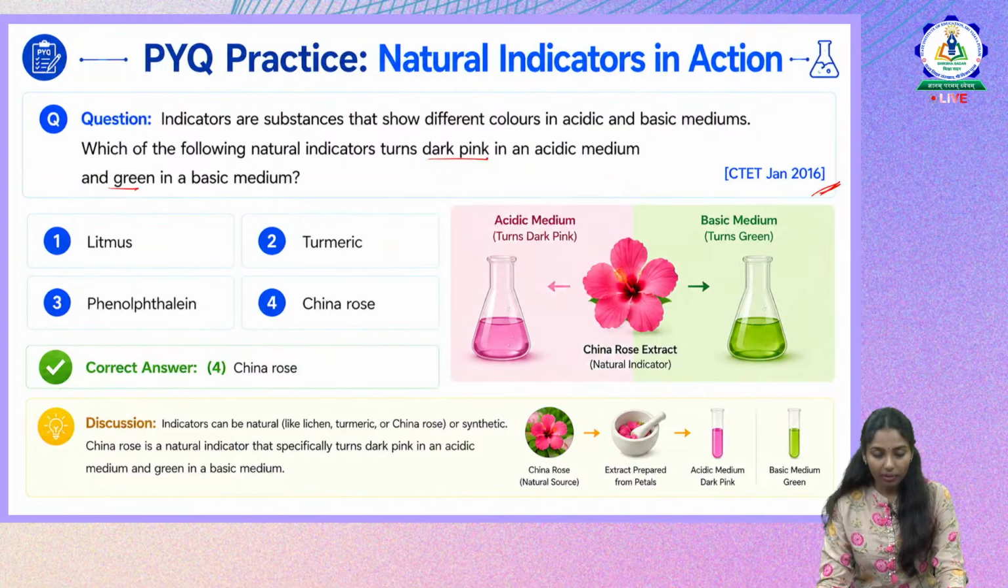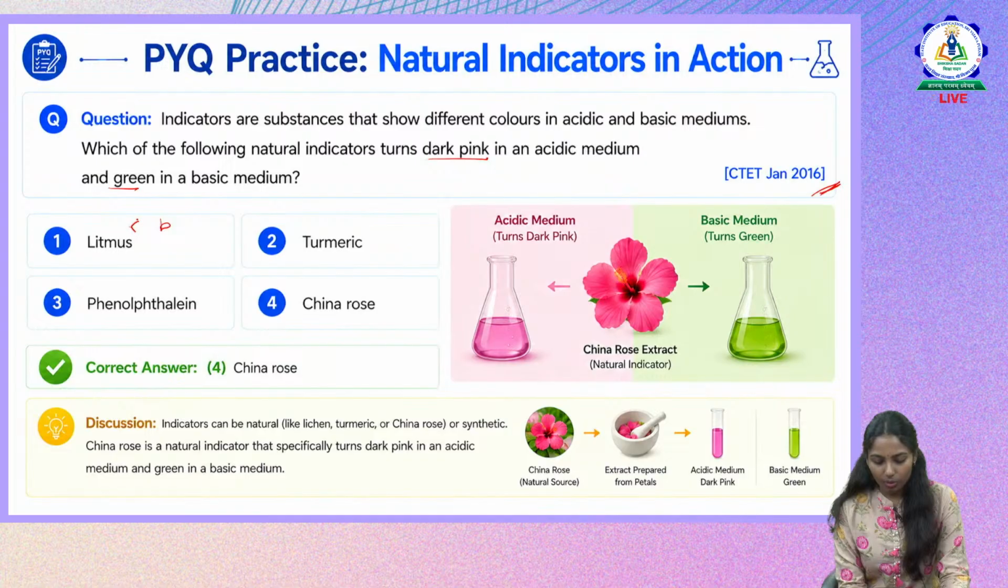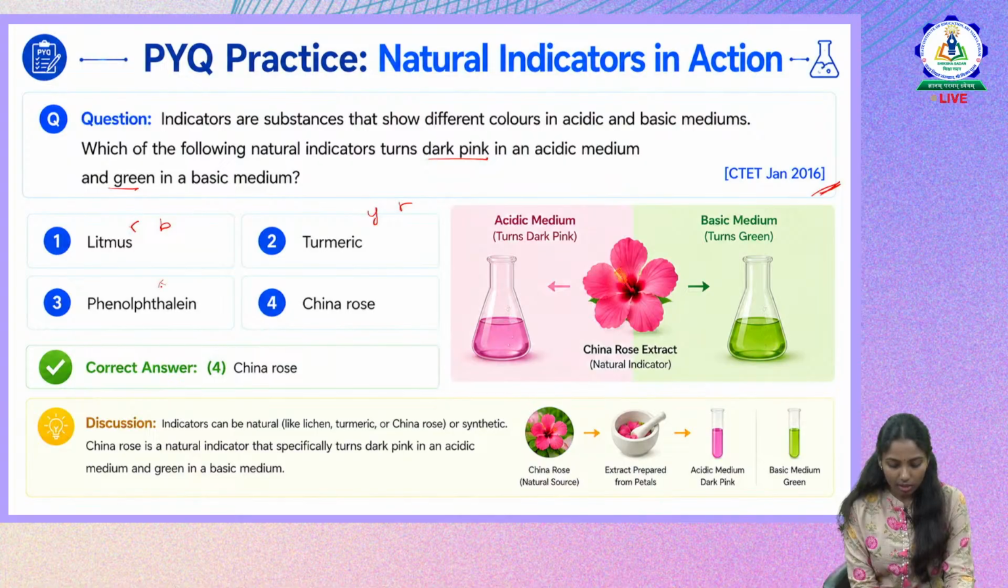Litmus, as we know, litmus paper turns blue in basic and red in acidic. So this is not the one, so we can eliminate this option. You know turmeric. Turmeric, as we have discussed till now, turns yellow in acidic and reddish brown in basic medium, right? Then phenolphthalein, as we have discussed, in acidic medium it is colorless, that is no color, but in basic medium it turns slightly pink.